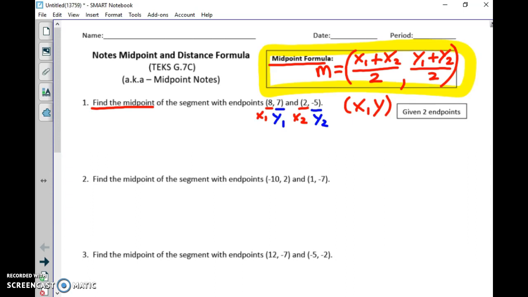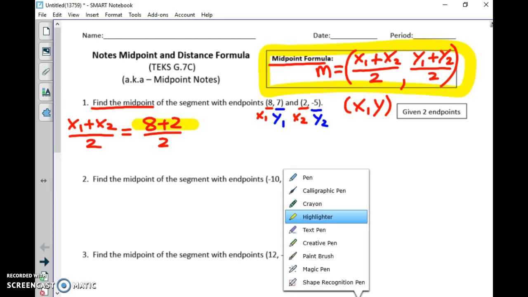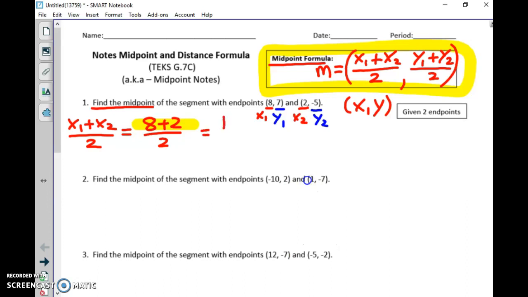So if I do x1 plus x2 over 2, that means I'm going to do 8 plus 2 and then divide by 2. Now, it's very important that you do this correctly in your calculator. There's two ways to do it. I'm going to show you the way I would do it with mental math. First, I'm going to do the top part first. 8 plus 2 is 10, and then 10 over 2 is 5.